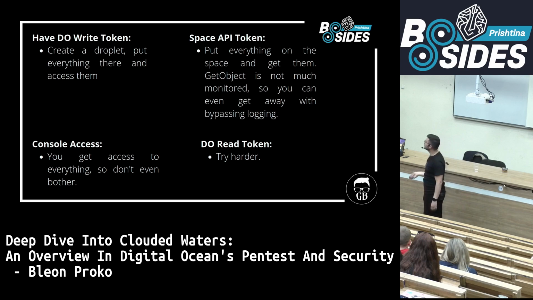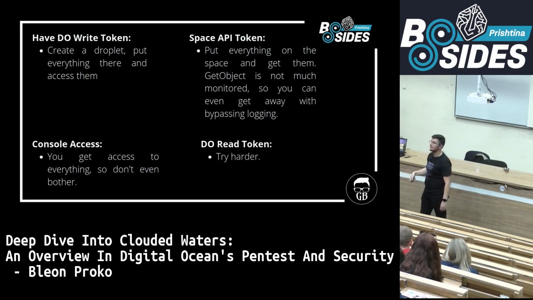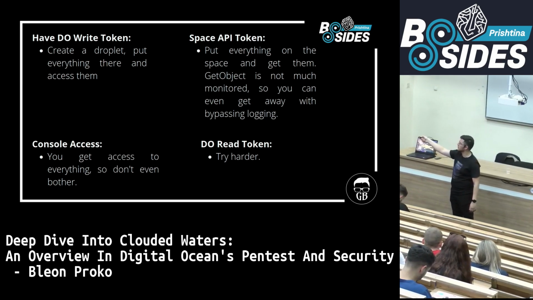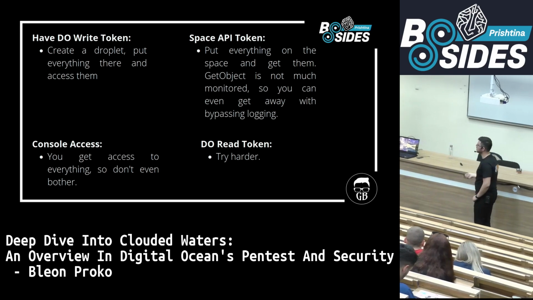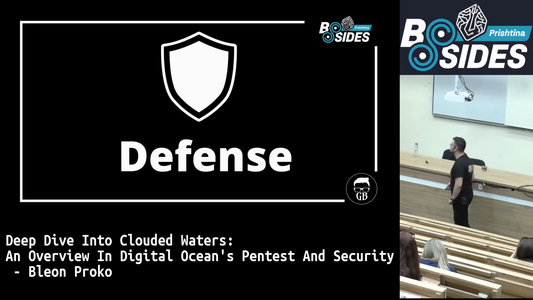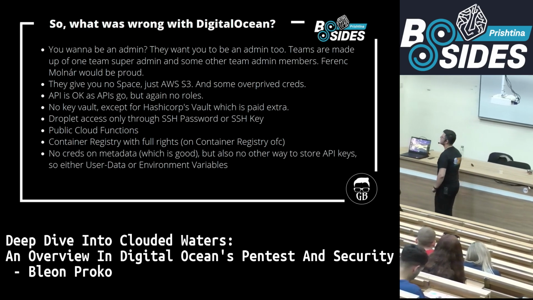Another thing that you can do is create a droplet and drop everything there, in case you only have a DigitalOcean write token. So do that and use SSH to download the files. If you have a read token, just try harder. Try to escalate that. And as for defenses, this is the last part.